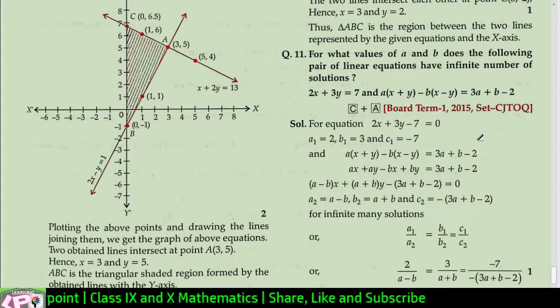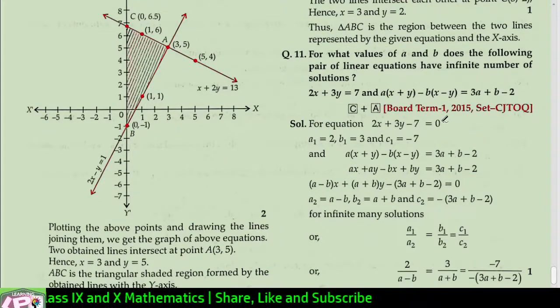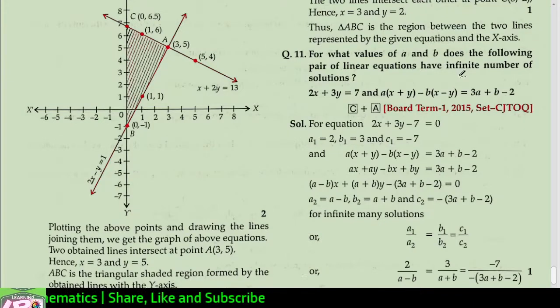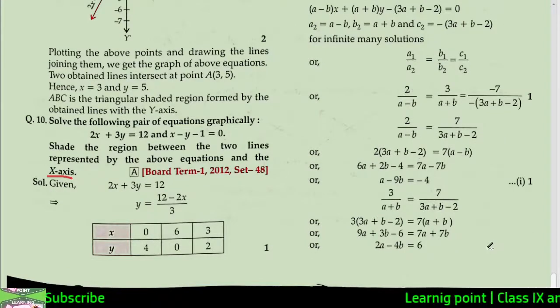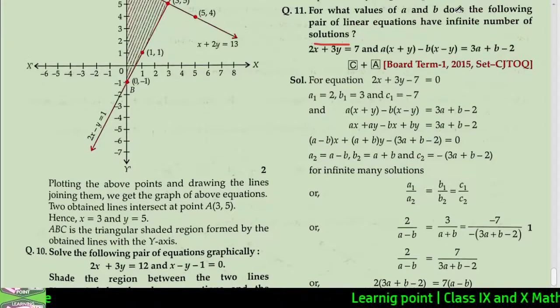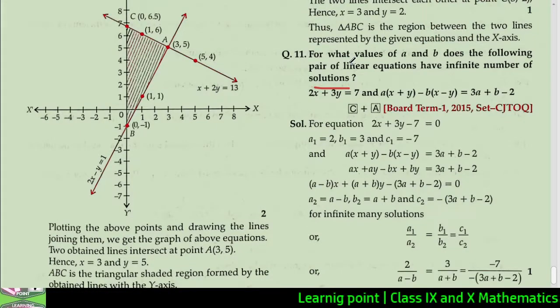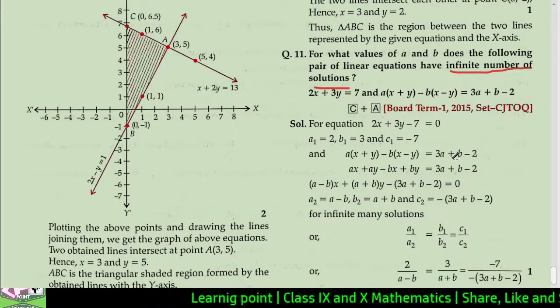Okay, and this is the last question. In this question, for what values of a and b does the following pair of linear equations have an infinite number of solutions? So you can calculate this one. Try to find out for what values of a and b it is going to have an infinite number of solutions. I think you will get the answer for this one.